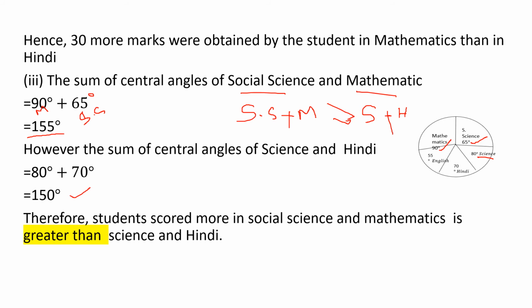So here, which group is having higher? Social science plus maths. Therefore, students scored more in social science and maths. So this is correct. We have examined. Social science plus maths is higher marks. Okay, understood children? So read the question carefully. In some questions, for easy calculation, they will mention the hint. So you can follow the hint and do the calculation.